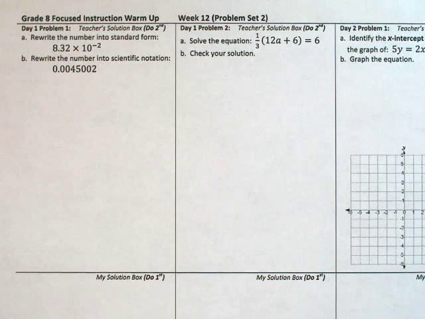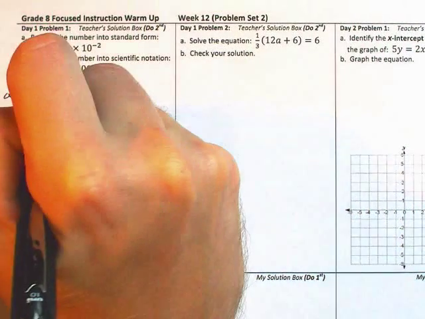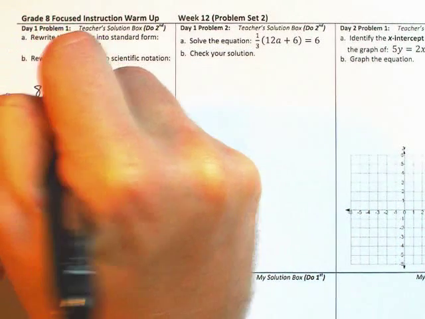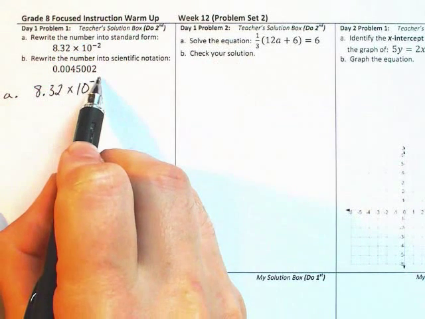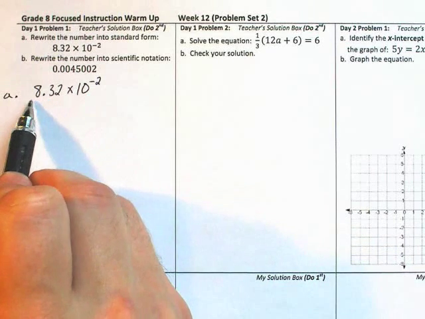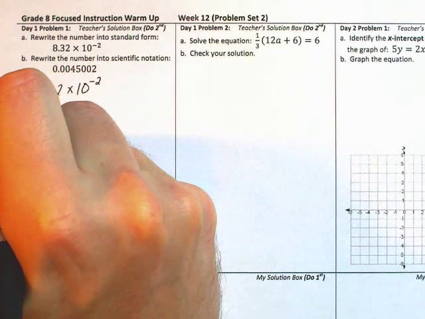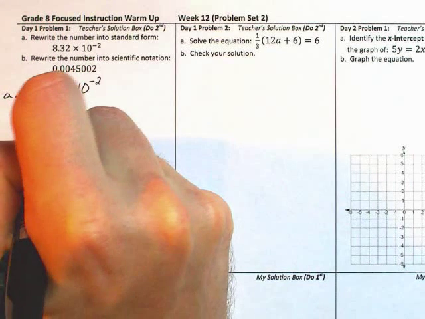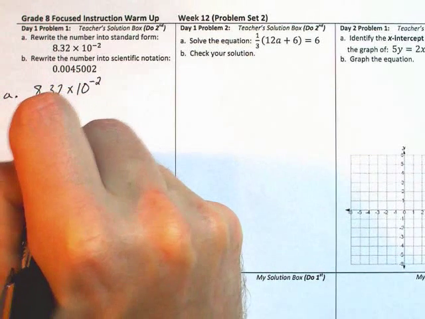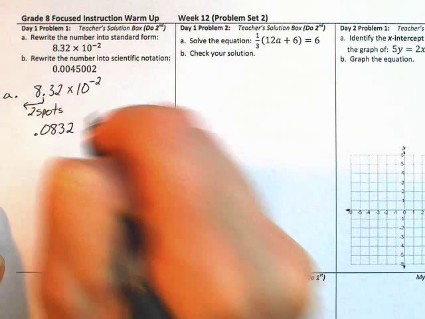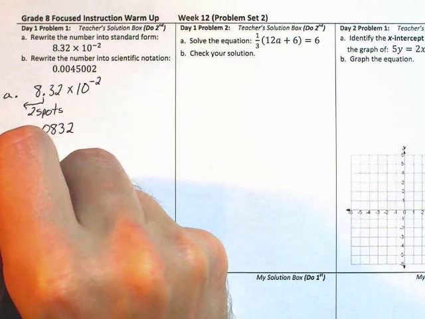Day 1, Problem 1. Part A, rewrite the number into standard form. So let's copy down this number that's in scientific notation and then use the exponent on the 10 to move the dot. The exponent of -2 means to move this decimal point 2 spots to the left. That will create the number 0.0832. Now for part B, let's copy down the problem.